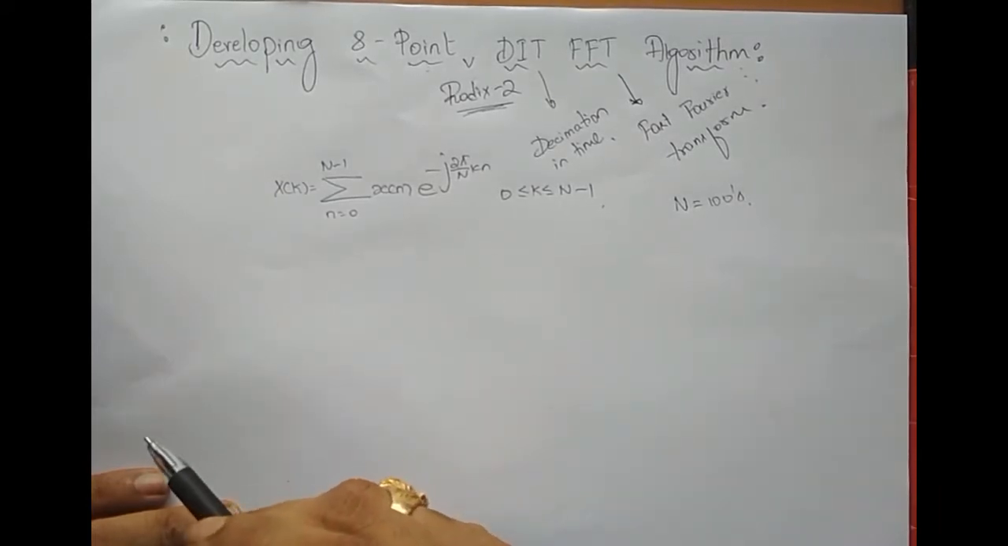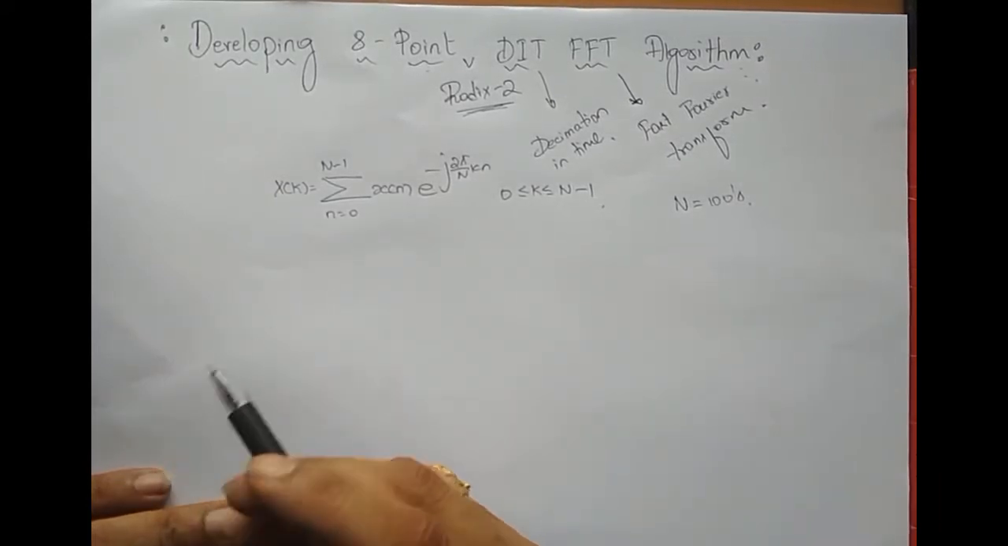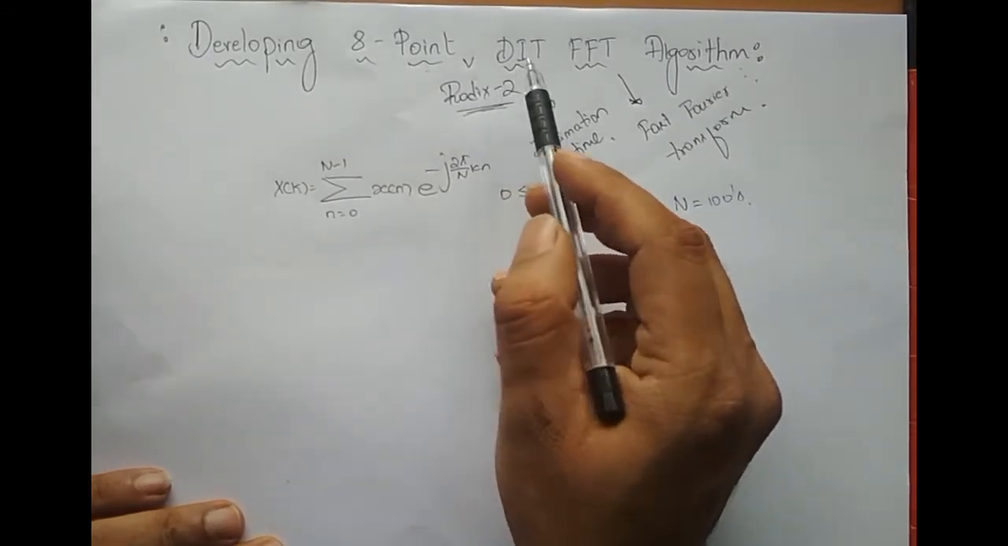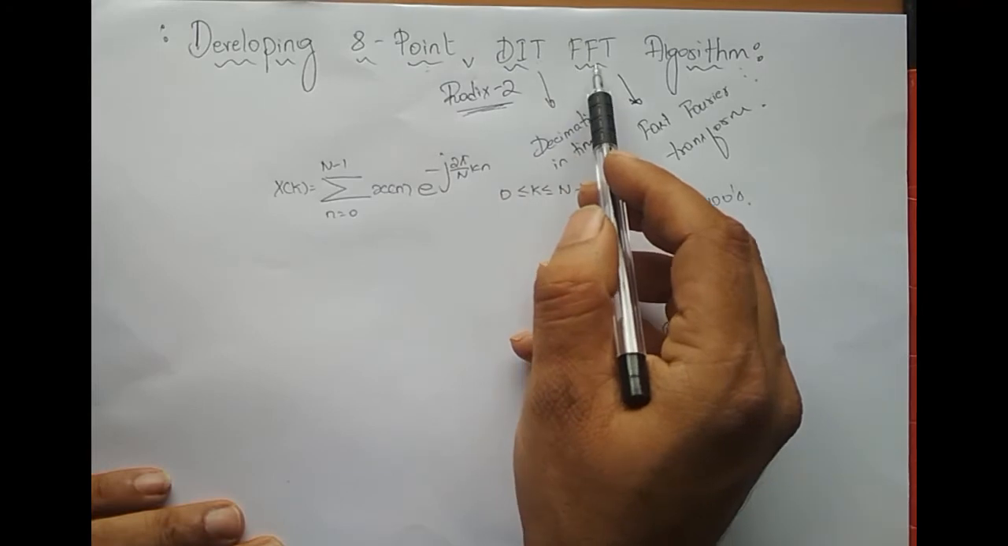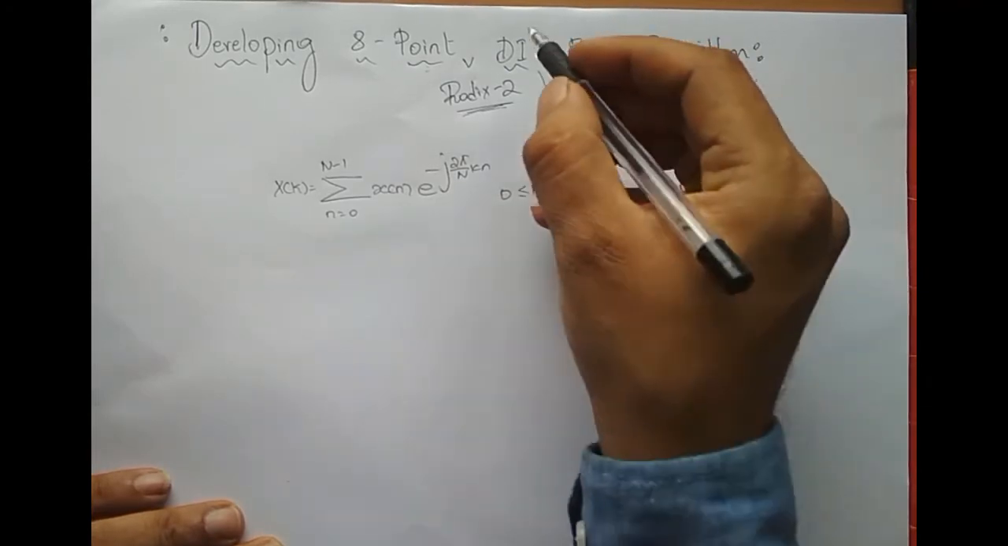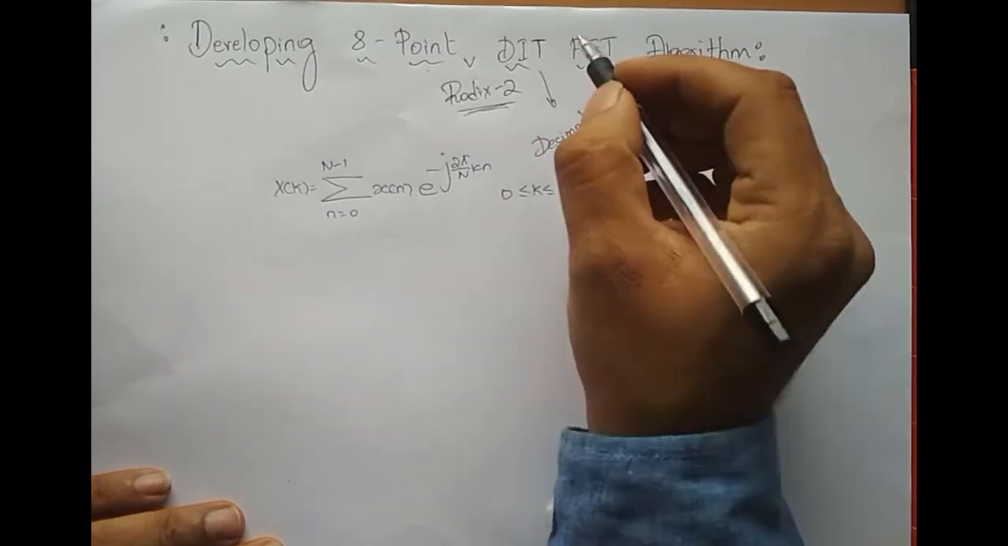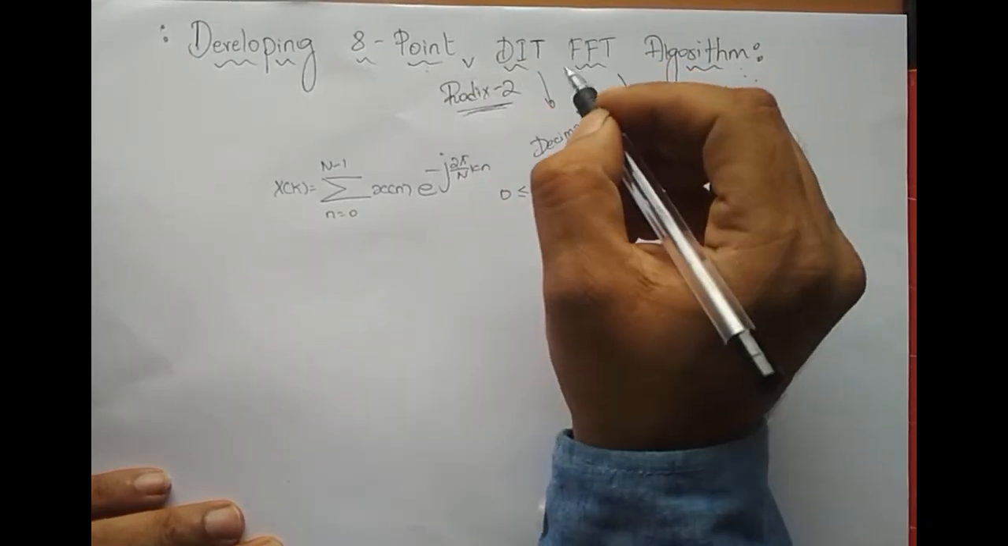So that's why we need a fast algorithm to find the DFT, and that algorithm we call the decimation in time fast Fourier transform algorithm. So we have a reason why we call it decimation in time. Again, I will let you know this when we are done with developing the algorithm.